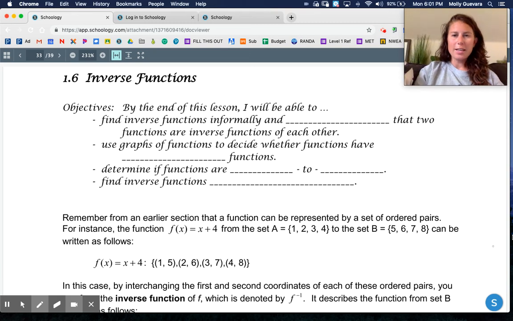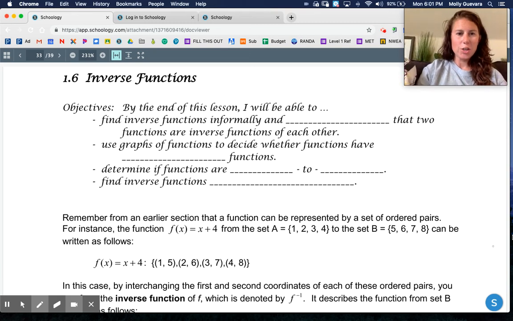Welcome back, guys. Today we're looking at section 1.6 in our note packet, which is all about inverse functions. We have 4 objectives for our lesson today. The first objective is we're going to find inverse functions informally and verify that two functions are inverses of each other. So if I give you two functions, can you tell me if they're inverses?